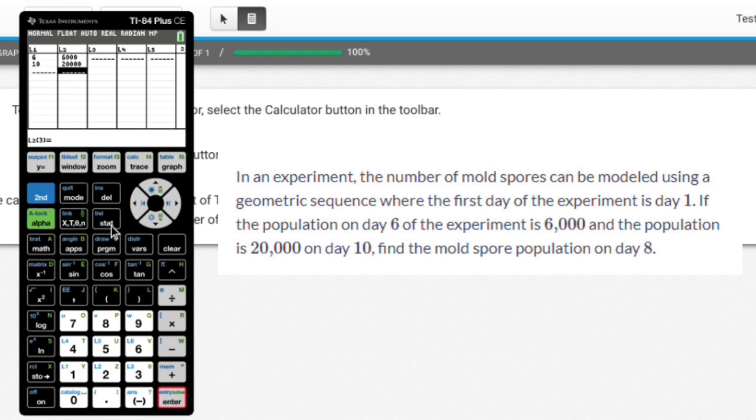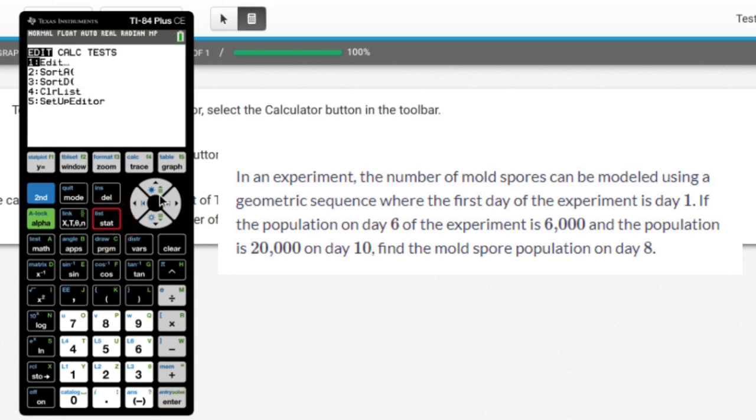So what I'm going to do is hit Stat. I'm going to go down to 0, which I believe is exponential regression. There it is. But I want to use this equation again. So this is what I'm going to do. I don't really care what the equation is. I just want to use it. So as I hit enter, wherever it stores the regression equation, that's what that means.